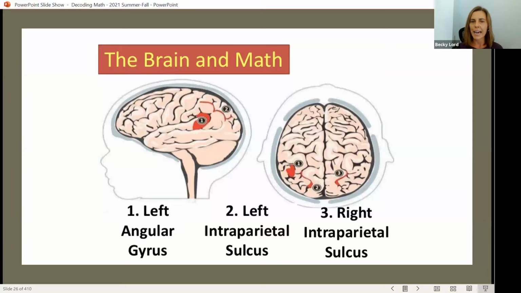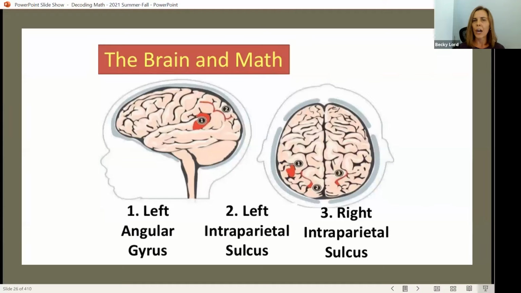What happens though over time is that as we learn the symbolic form of number, so think of the written numeral 3 as a code. It's a symbol that represents a quantity of 3 dots. That symbolic form though develops in the left hemisphere. So as kids develop a good conceptual understanding and then develop this understanding of a symbolic form, it actually will activate in the left hemisphere of the brain even more.